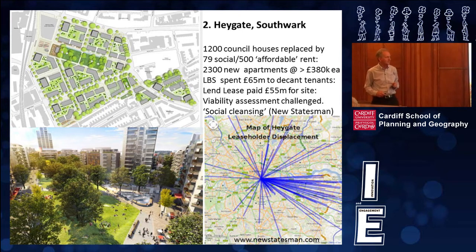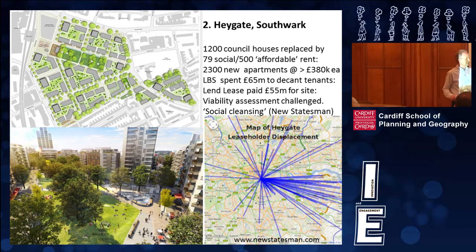This is the London Borough of Southwark, where what most people consider to be a monstrous kind of social housing project has been demolished. But the 1,200 council houses have been replaced by 79 social and 500 affordable rent. So this is dramatic change. And the borough spent 65 million decanting tenants. And then Lendlease only paid £55 million for the site. So there's something very odd going on.